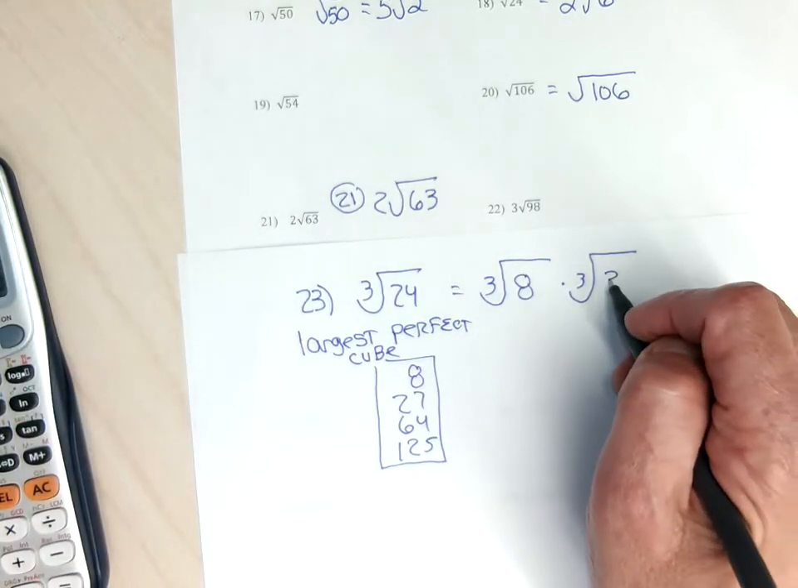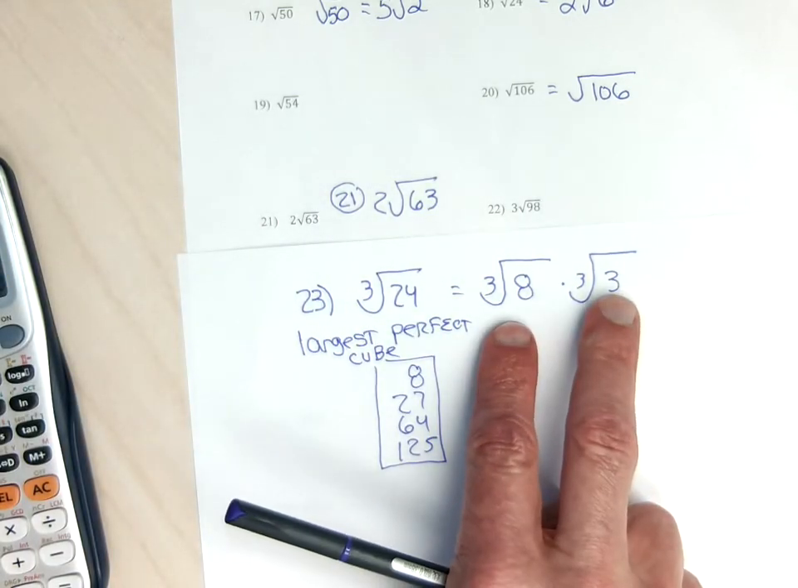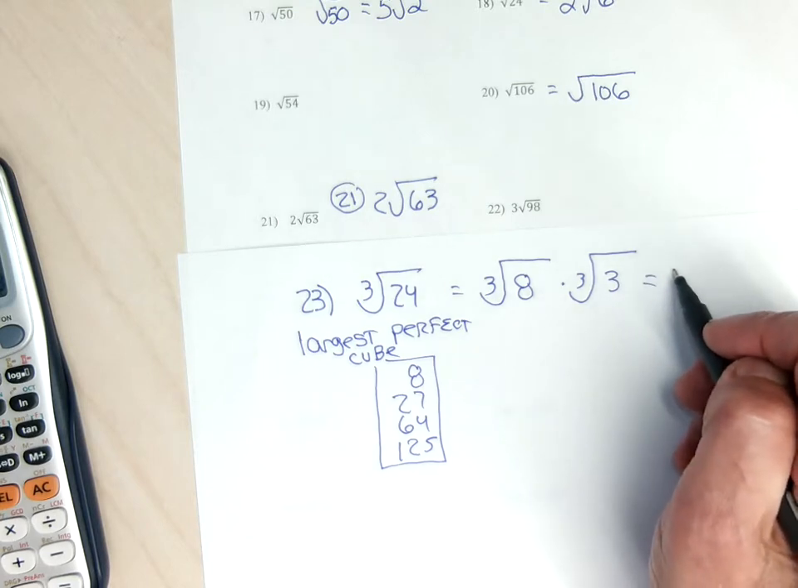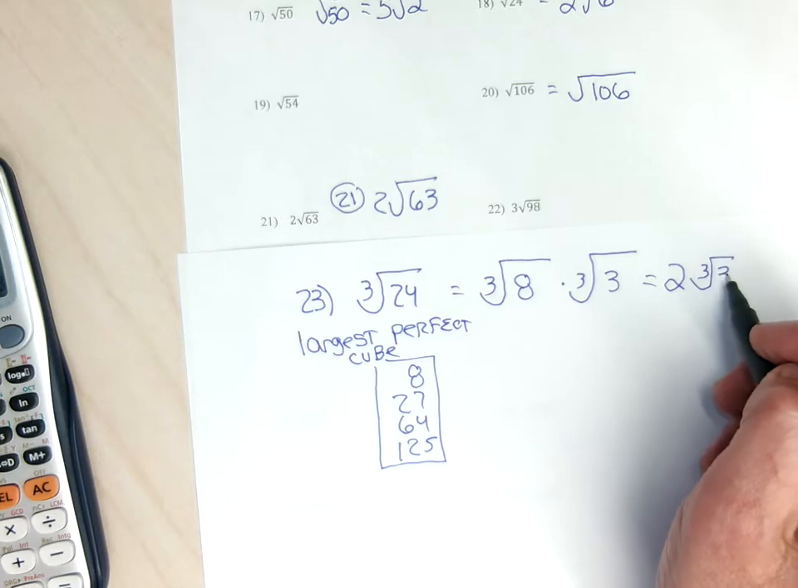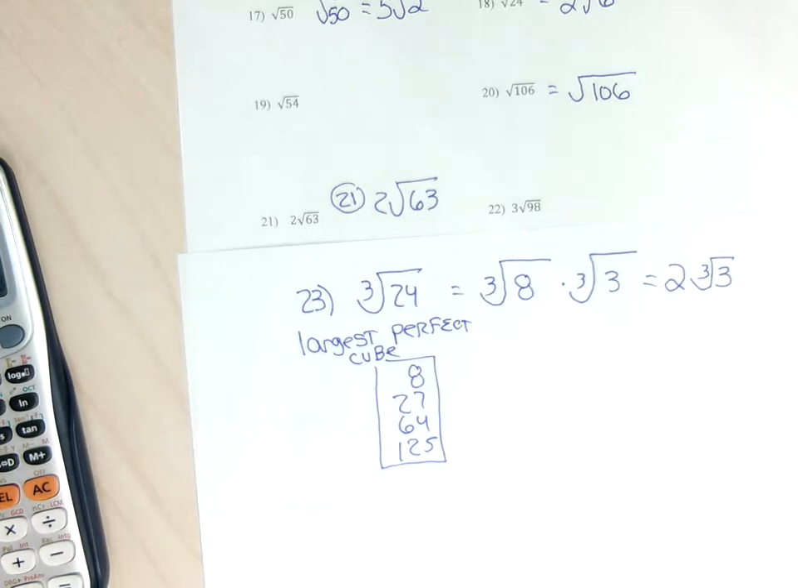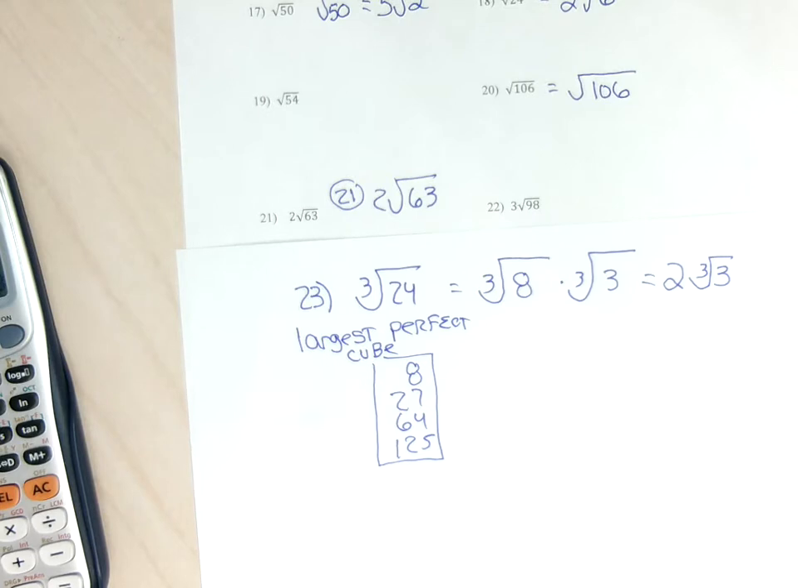I could reduce this by making it into the product of the cube root of 8 times the cube root of 3. The cube root of 8 is 2. The cube root of 3 is not reducible because there isn't a perfect cube that divides evenly into 3. That would be the strategy, breaking it up into 2 radicals.